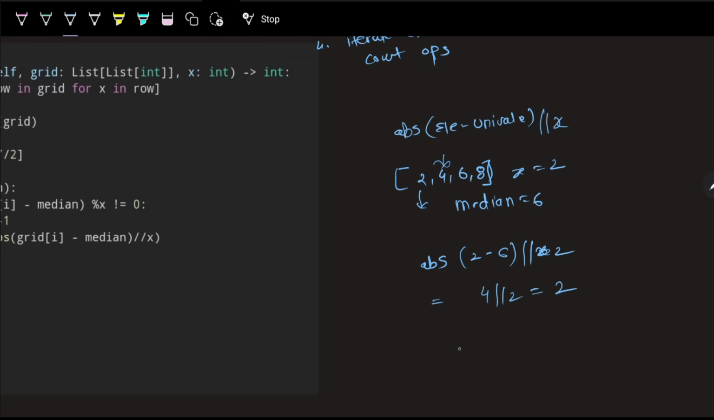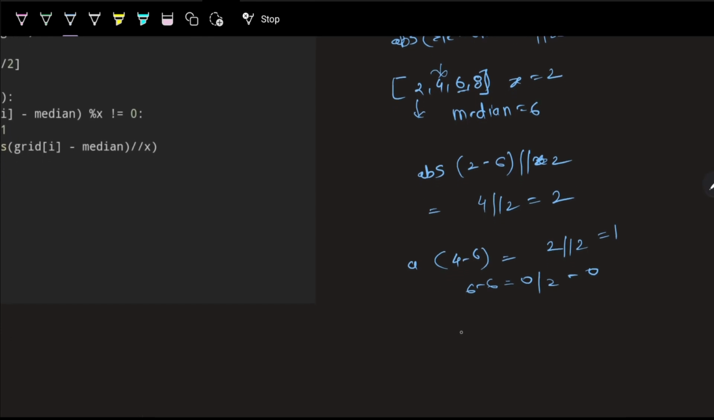For this again, the absolute of 4 minus 6 is basically 2, and 2 by 2 is 1. Correct? For 6 minus 6, which is 0, 0 by 2 is again 0. For 8, the absolute of 8 minus 6 by 2 is nothing but 2 by 2, which is 1. So ultimately you got 2 plus 1 plus 1, that is 4.